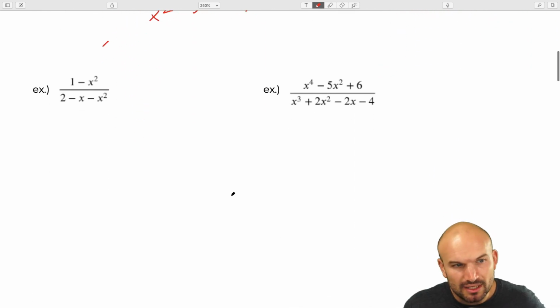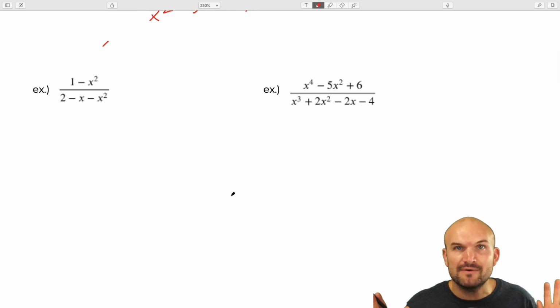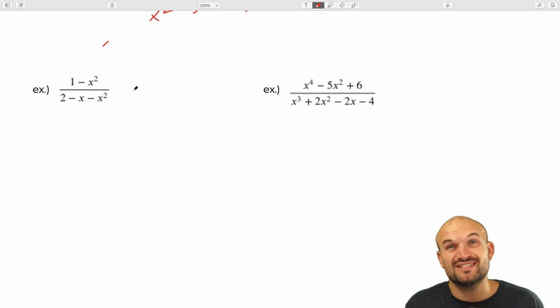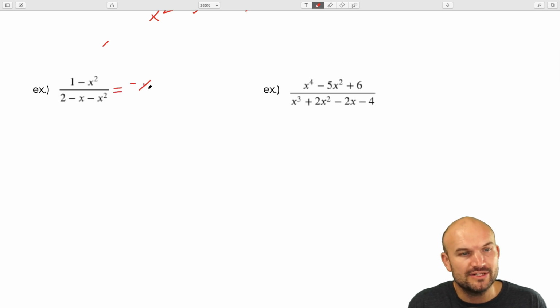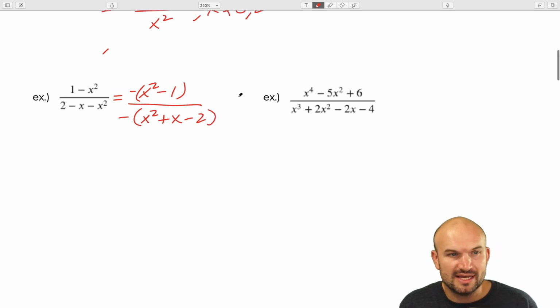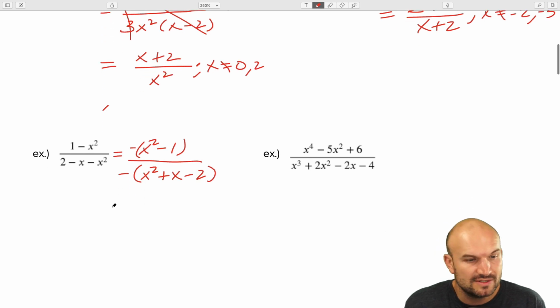In this next example, typically when we're simplifying, I always like to have things written in standard form. So I'm just going to rearrange this as well as factor out the x. By doing that, I get x squared minus 1, all over a negative, and then when I factor out the negative, that gives me a positive x squared plus x minus 2. All right. Now the negatives, just like the 3's, are just going to divide out.